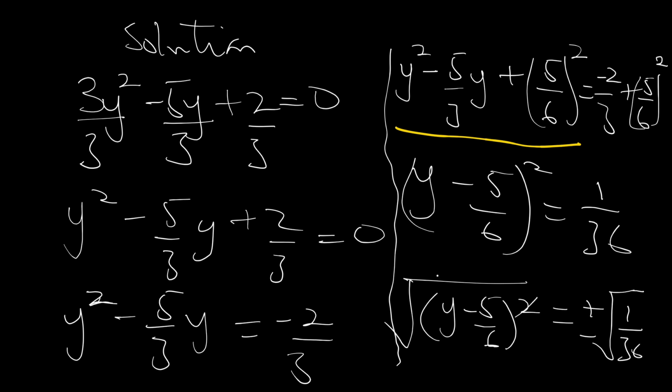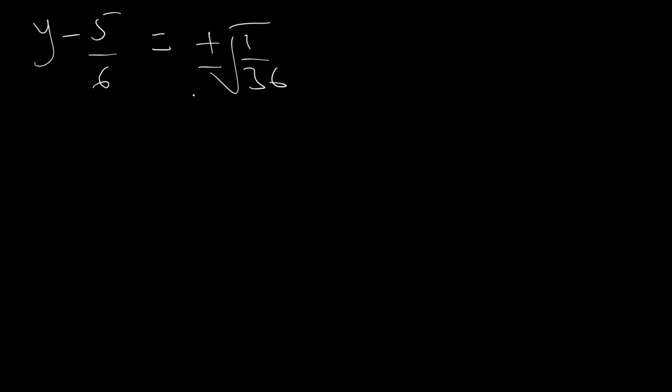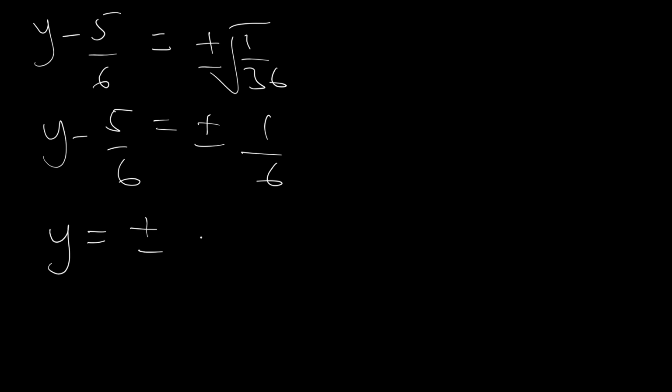Now the square cancels the square root, which brings us to the equation y minus 5 over 6 is equal to plus or minus the square root of 1 over 36. Now the square root of 1 over 36 can be written as 1 over 6. So we have y minus 5 over 6 is equal to plus or minus 1 over 6. Now to make y the subject, you have y equal to plus or minus 1 over 6 plus 5 over 6.